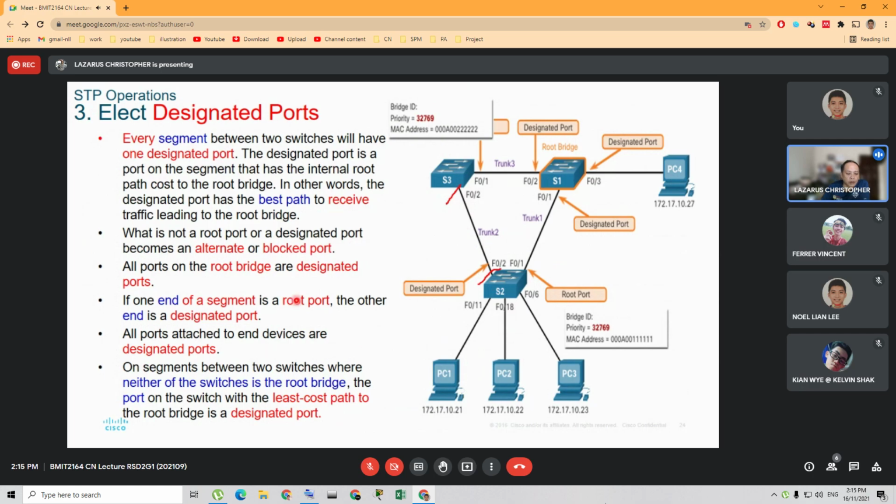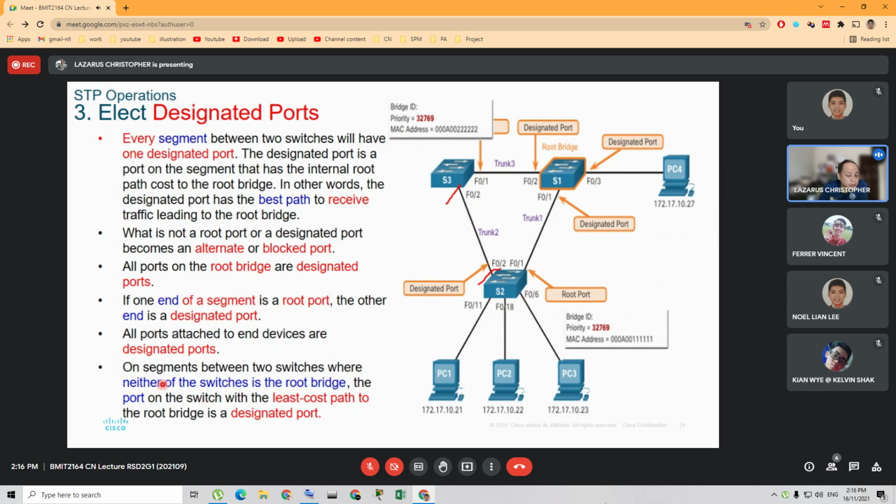Continue. If one end of a segment is a root port, the other end is a designated port. So just now we looked at the root port in a different way: the one receiving is designated, the one forwarding is the root port. But we also have another way to look at it. If one end of a segment is a root port, the other end is a designated port. So if this root bridge has a designated port, the other end should be a root port. These two are correct, root port and designated port. And all ports attached to end devices, F11, F18, F6, will be designated ports, not blocked.